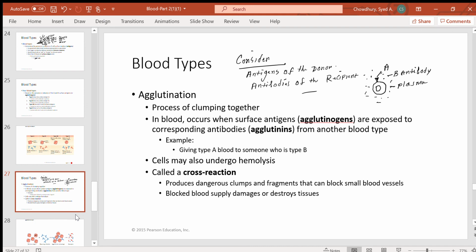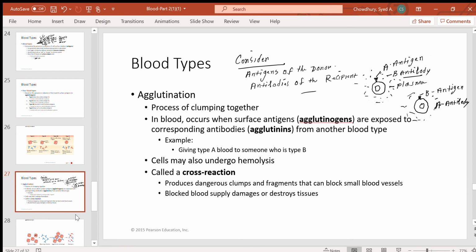If on the surface of the red blood cell you have A antigen, in the plasma you have B antibody. Now you tell me, if this is another person, on his red blood cell surface you have B antigen, that means his blood type is B, right? In the plasma, which antibody will be present? The opposite one, not the same one, A antibody. Make sense?